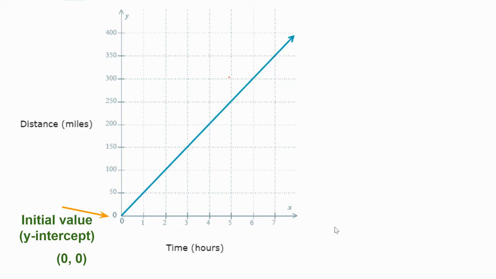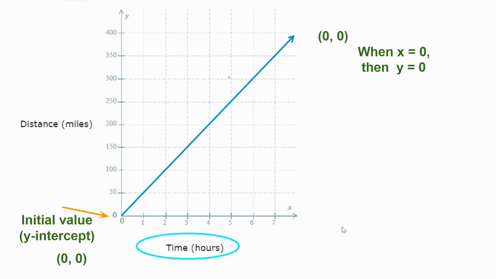Let's take a look. We have (0, 0). That's when x is 0, then y is 0. We start with x is 0, y is 0. It's right there. Well, look at what that means. What is x? x is time, in hours. So that means when the time is 0 hours. There's no hours there. The hours are 0 for the time.